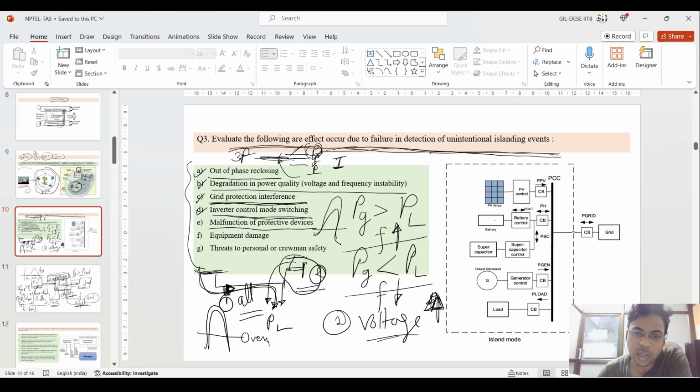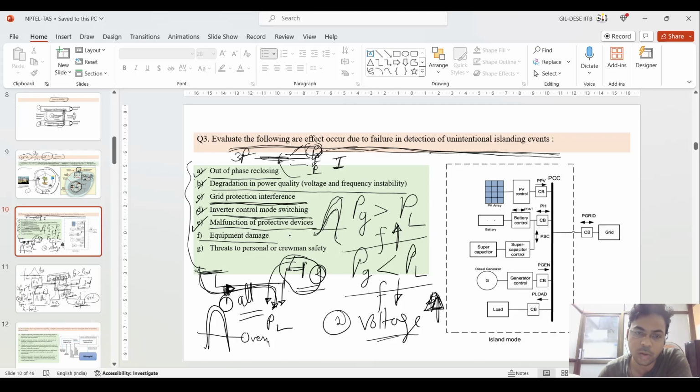Coming to the E part, malfunction of protective devices. I have already told that suppose the over voltage relay operates. This is not a situation of a fault. The only thing is that it is generating more, and it is not a faulty situation. But your relay will sense that the voltage at the point of common coupling got higher, so it will disconnect in that particular situation.